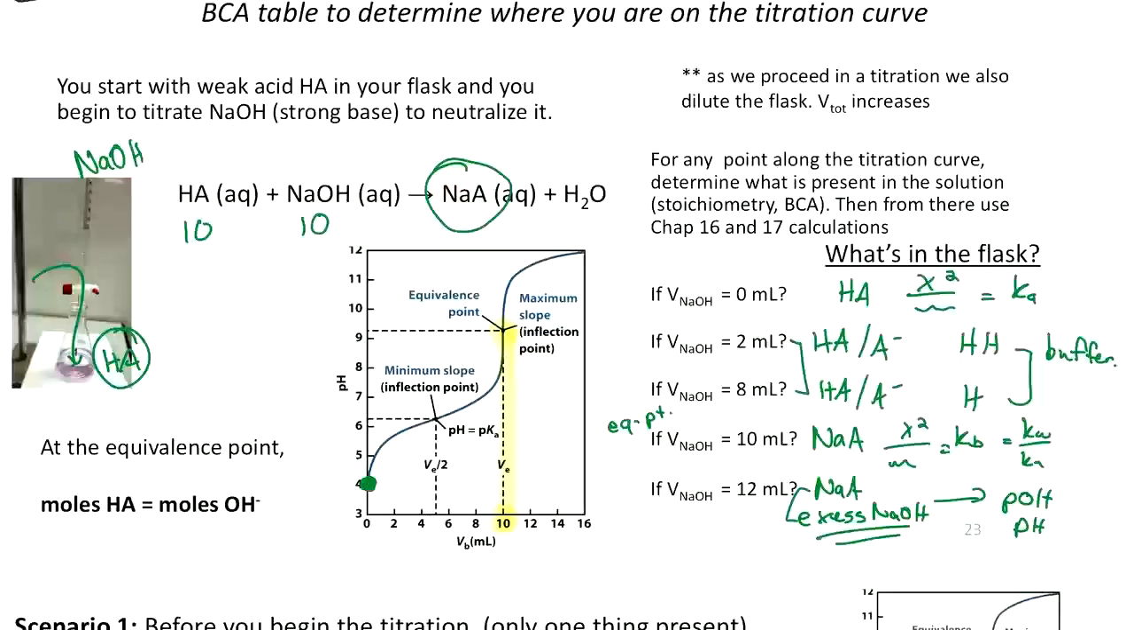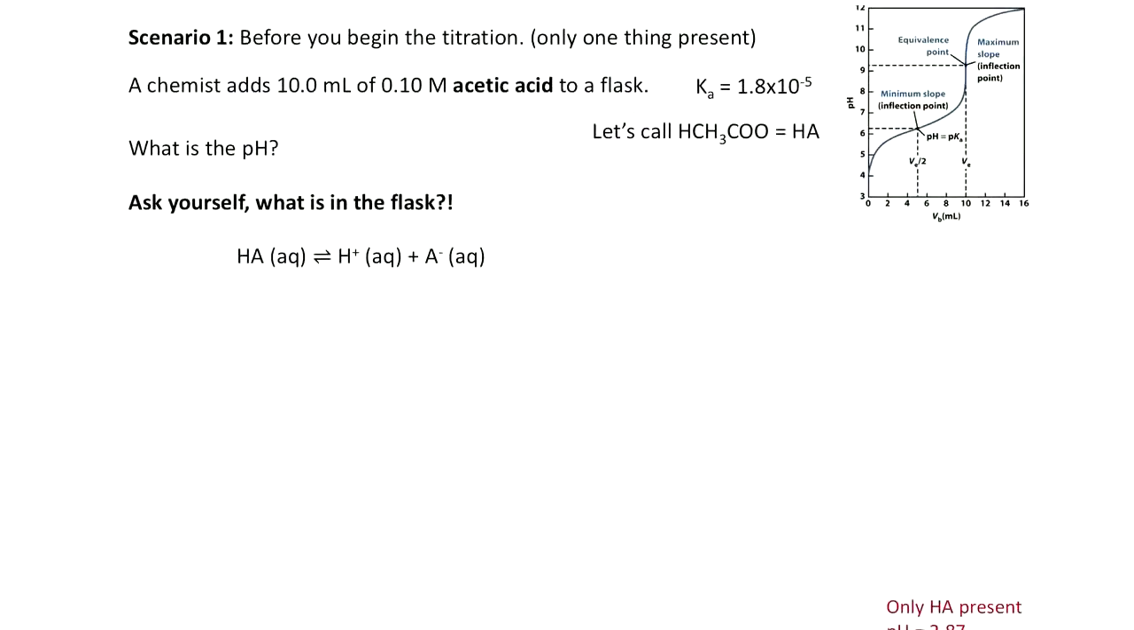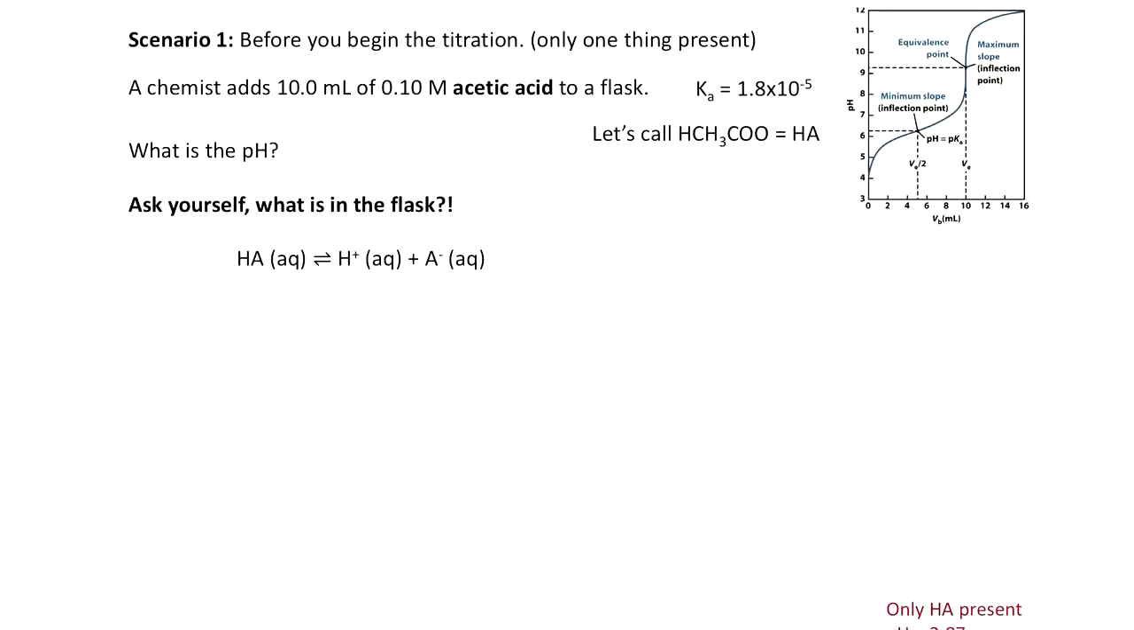All right, so let's do it. Okay, this first one is before you begin your titration. You put 10 milliliters of 0.1 molarity acetic acid in a flask. What is the pH? You have to ask yourself, what's in your flask? So we're right here on the titration curve, before we even start. Let's call acetic acid HA. The only thing we have in our flask is HA. That's a weak acid.